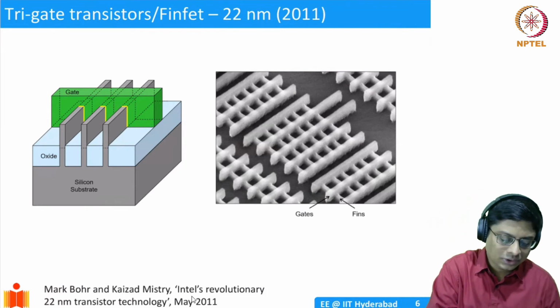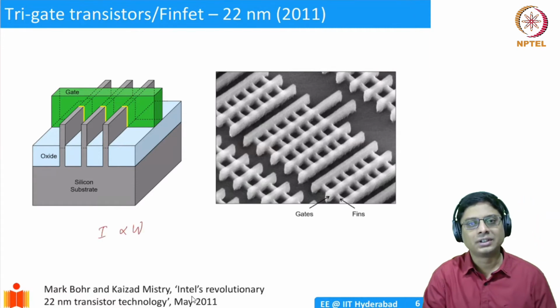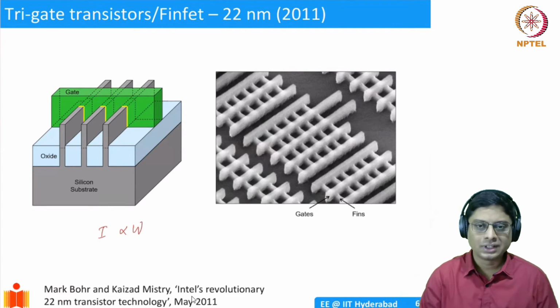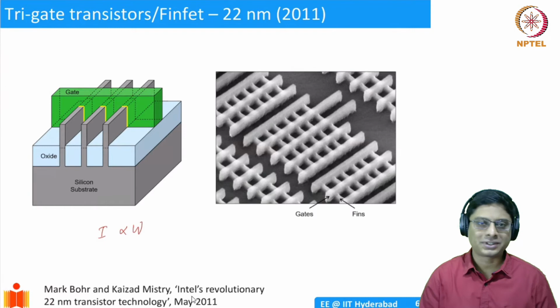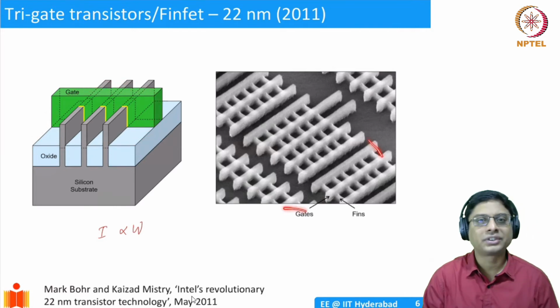So you know already what happens when you increase the width, right? I is proportional to the width of the transistor. So if you increase the width, you are increasing the drive current, the on current of your transistor. And that's why you are able to charge your capacitor faster or discharge your capacitor faster. So you are actually improving the speed of your transistor. So this is what it looks like schematically, and practically, if you look at it, this is how the transistors look.